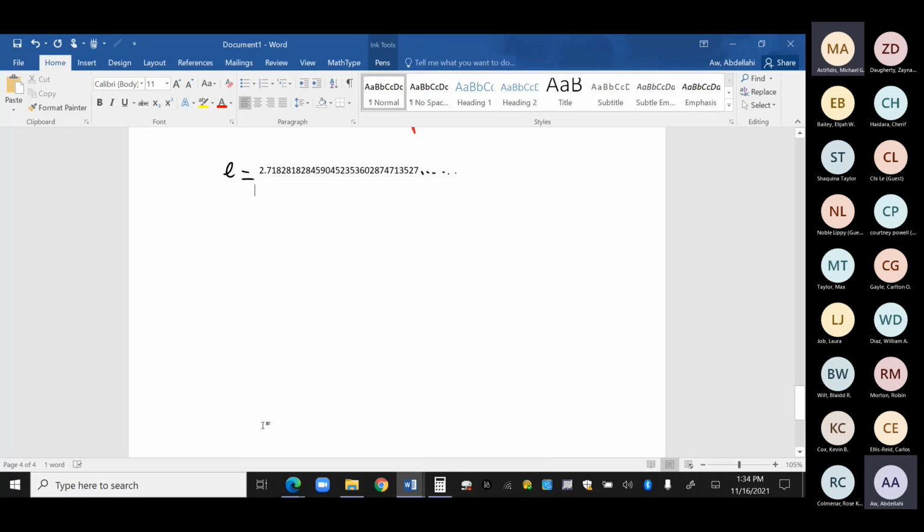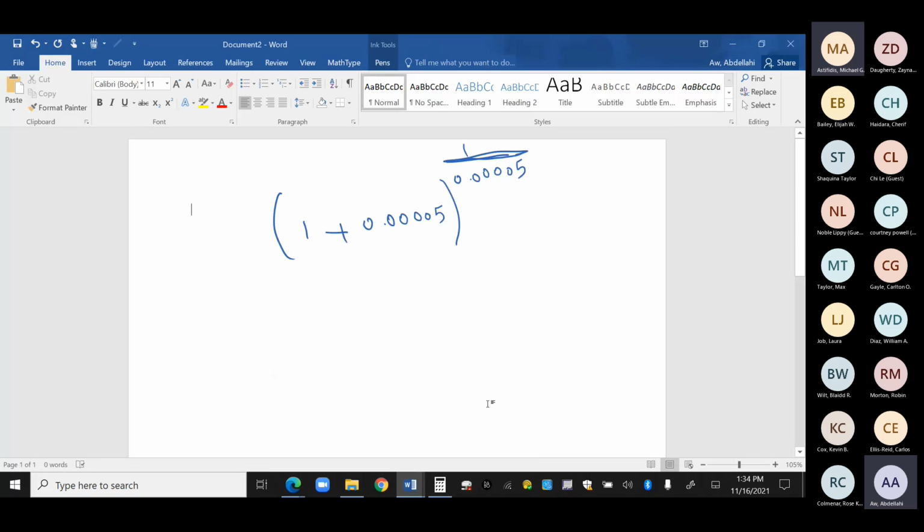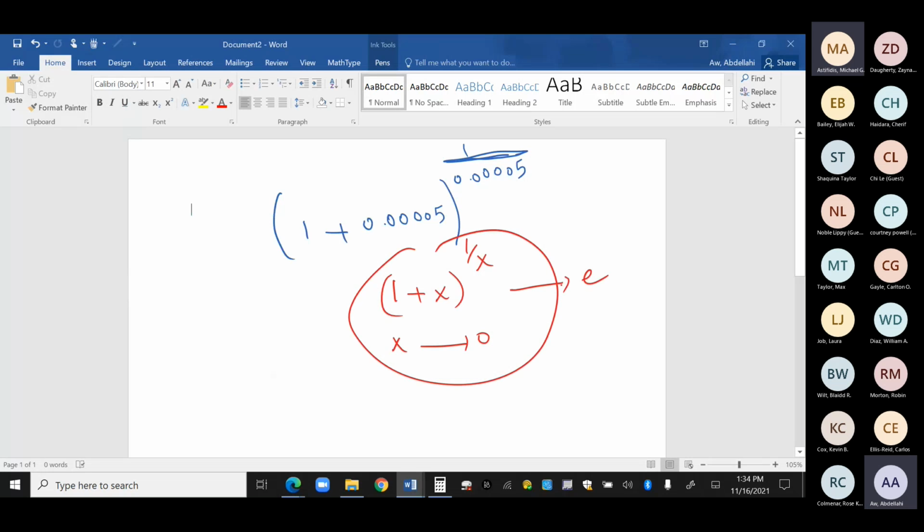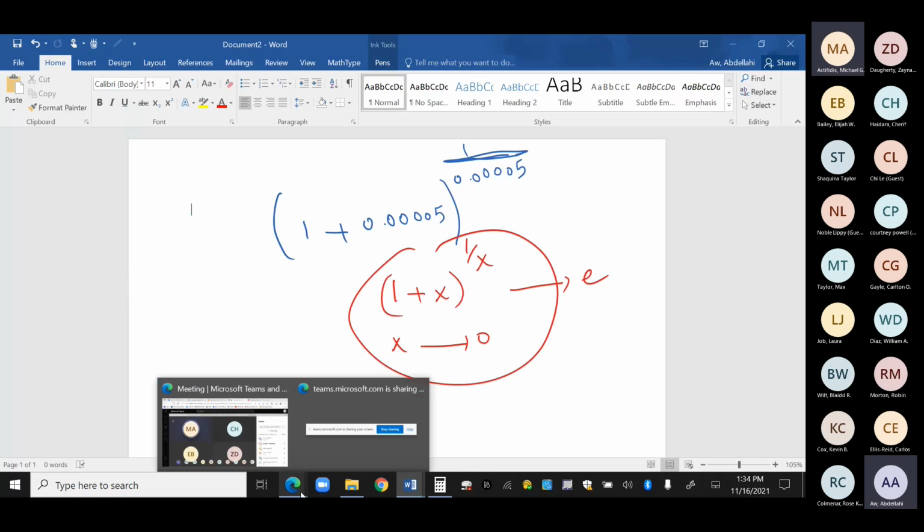The expression e is the limit. It comes from when you raise 1 plus x to the power 1 over x as x approaches 0. When you do that, this number goes to e. The limit of this number is going to be e. Okay, now we are not doing limit stuff. I'm just introducing where the number e comes from. Okay, that is the number e.